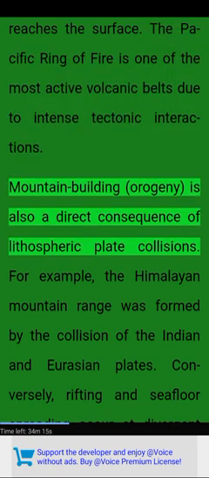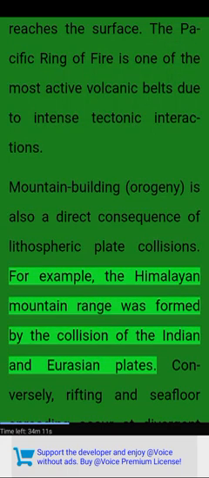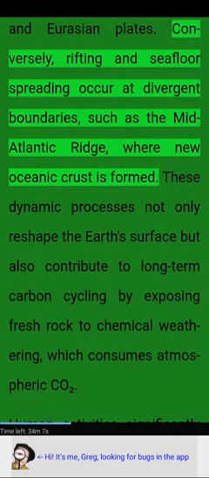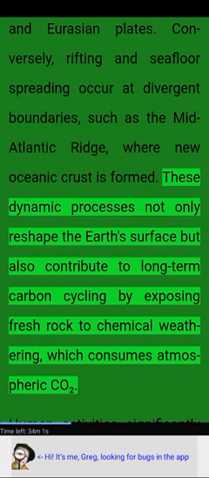Mountain building, or orogeny, is also a direct consequence of lithospheric plate collisions. For example, the Himalayan mountain range was formed by the collision of the Indian and Eurasian plates. Conversely, rifting and seafloor spreading occur at divergent boundaries, such as the Mid-Atlantic Ridge, where new oceanic crust is formed. These dynamic processes not only reshape the Earth's surface but also contribute to long-term carbon cycling by exposing fresh rock to chemical weathering, which consumes atmospheric CO2.